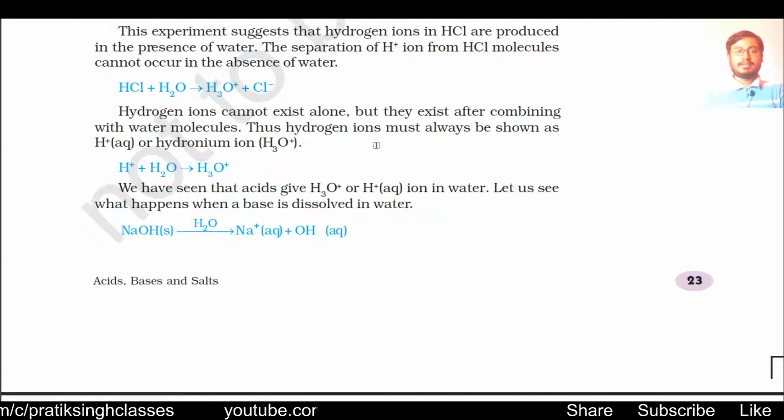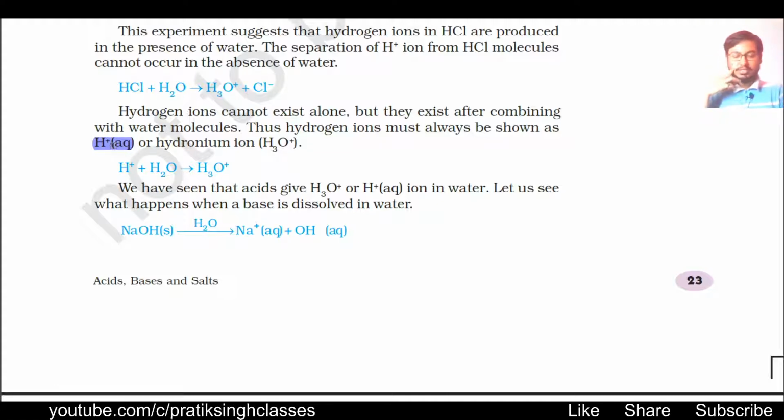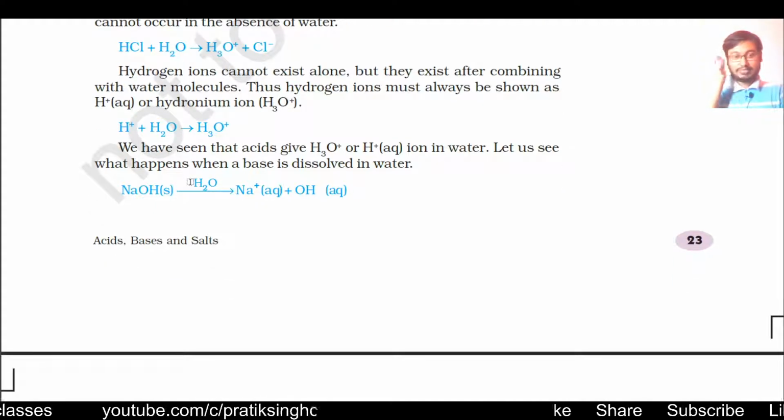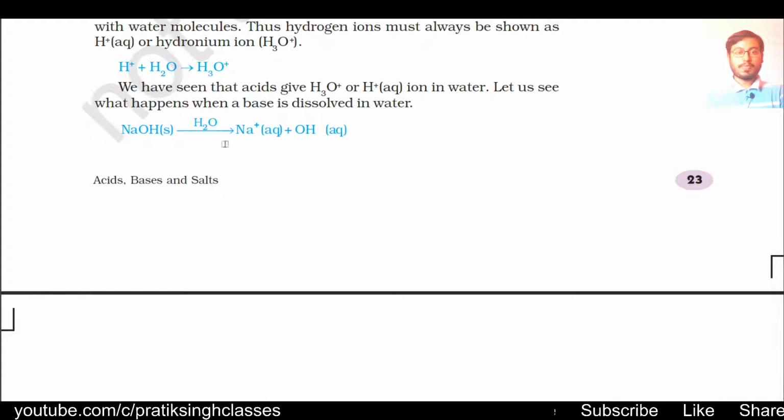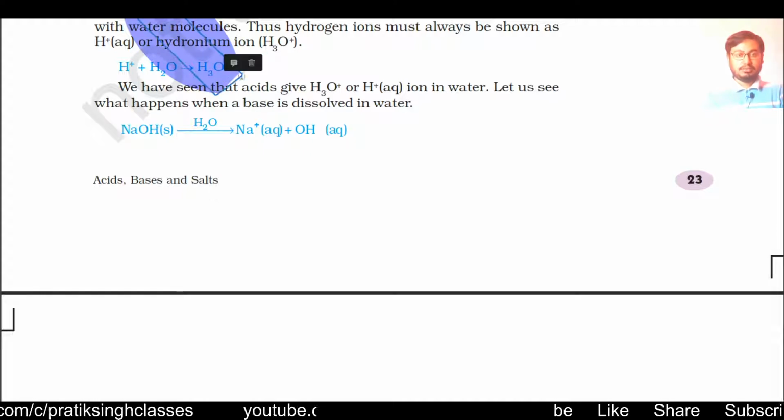Thus hydrogen ions must always be shown as H plus aqueous. Aqueous means it has reacted with water molecules and has made the H3O plus ion, also called the hydronium ion, H3O plus. So keep in mind the name of the H3O plus ion is hydronium ion. As given here, H plus plus H2O makes H3O plus. This positive charge in H3O plus will be on oxygen.